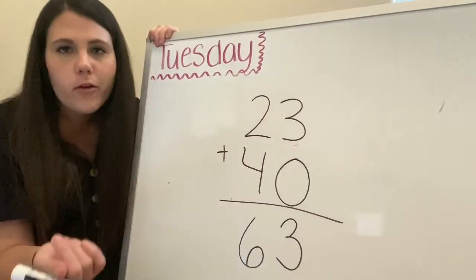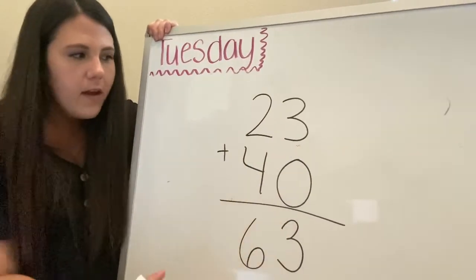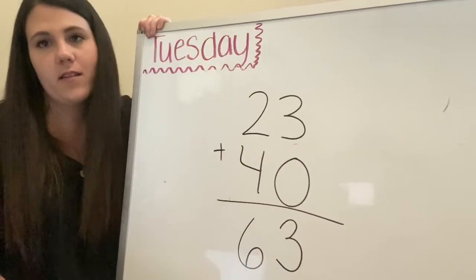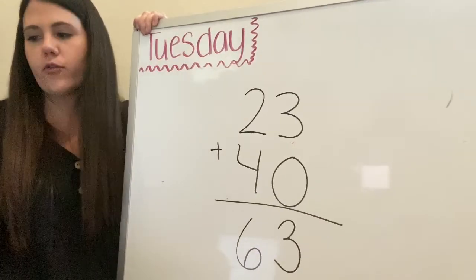But 23 plus 40 equals 63. Okay, because we both knew that 3 plus 0 is 3. And we both knew that 2 plus 4 is 6. Okay, super simple. You guys are rocking it.